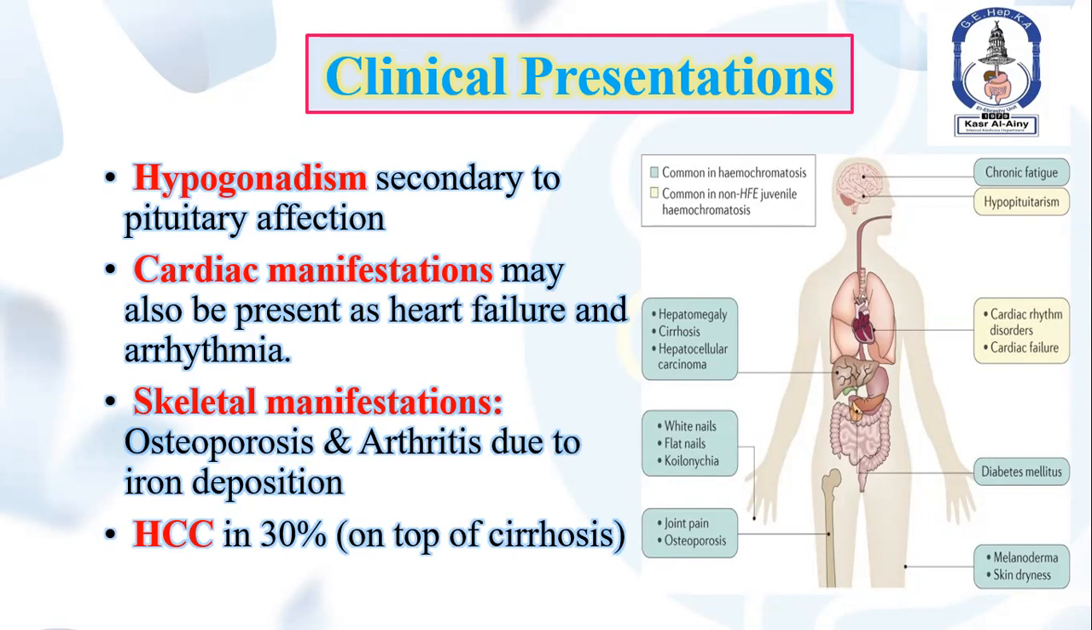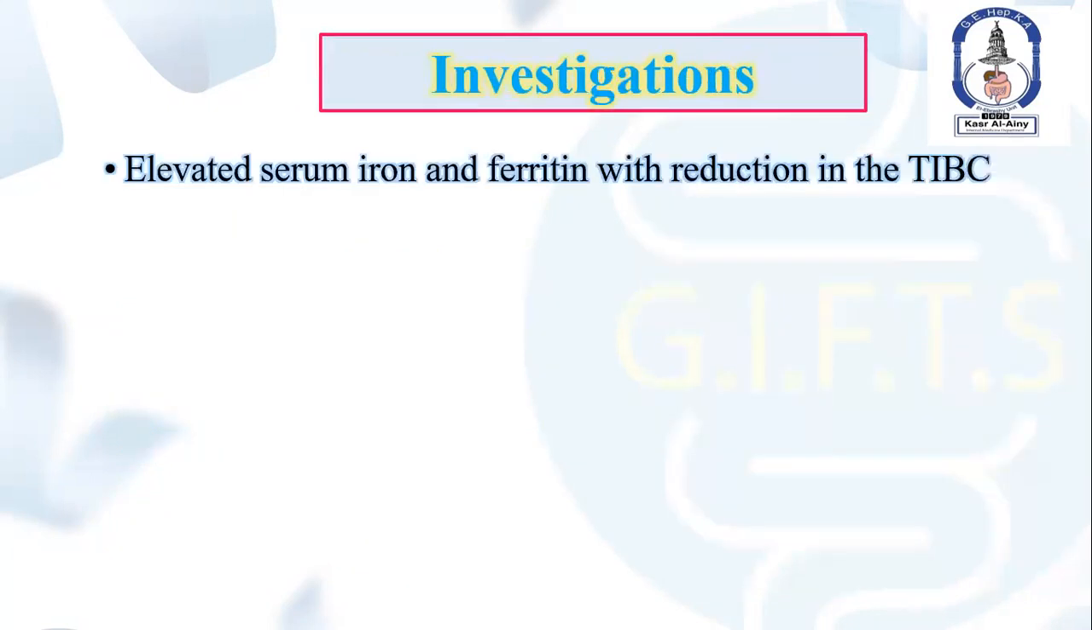And of course, in the liver, in the long run, they are also oncogenic, and they can cause hepatocellular carcinoma. It's one of the diseases with the highest rate of transformation to hepatocellular carcinoma on top of cirrhosis. 30% of cases with hemochromatosis will eventually develop hepatocellular carcinoma. It is a very, very large number.